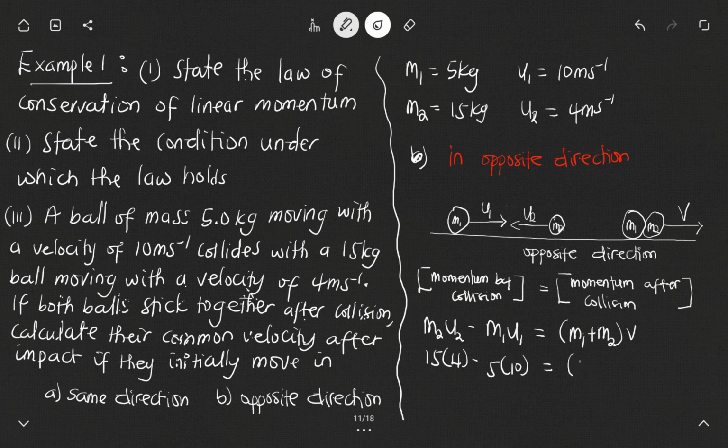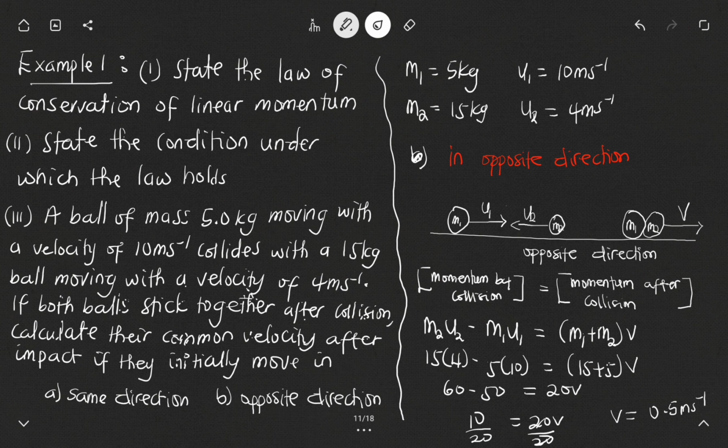This will be equal to 15 plus 5, or 5 plus 15, V. So from here we have 60 minus 50 is equal to 20 V, or 20 multiplied by velocity. 60 minus 50 will give me 10. This is equal to 20 V. So we divide both sides by 20. Then our velocity will now be 10 divided by 20, and that will be equal to 0.5 meters per second. All right, so this is the solution to the third aspect of the question.